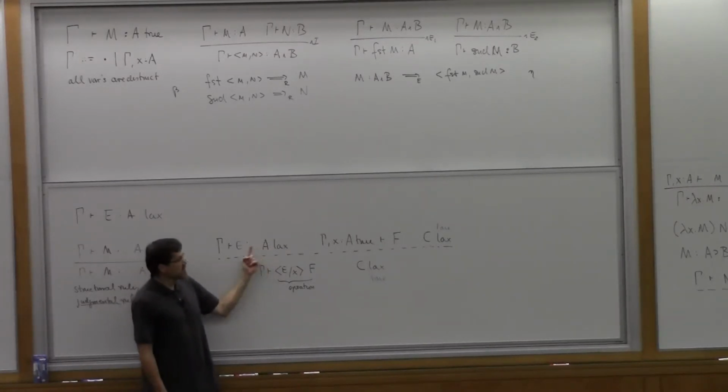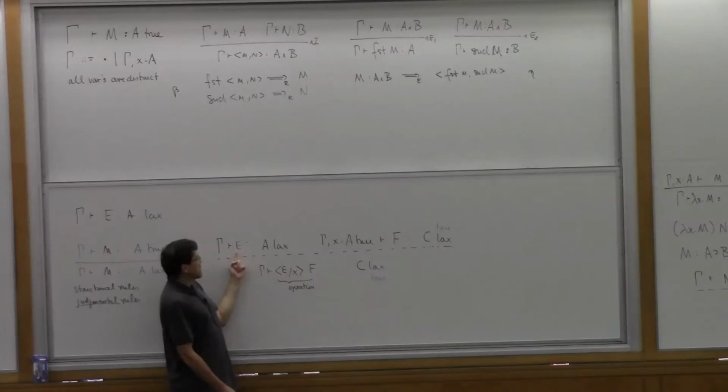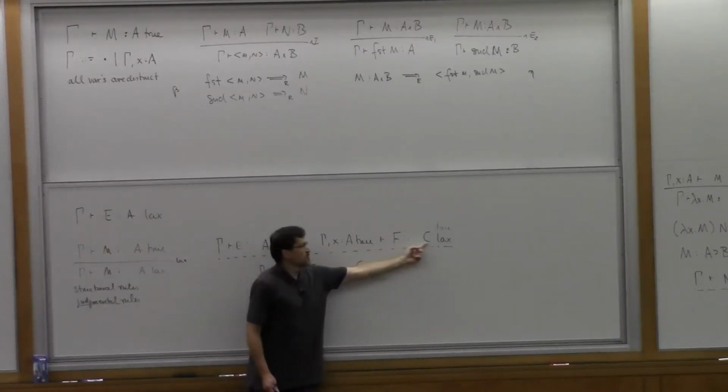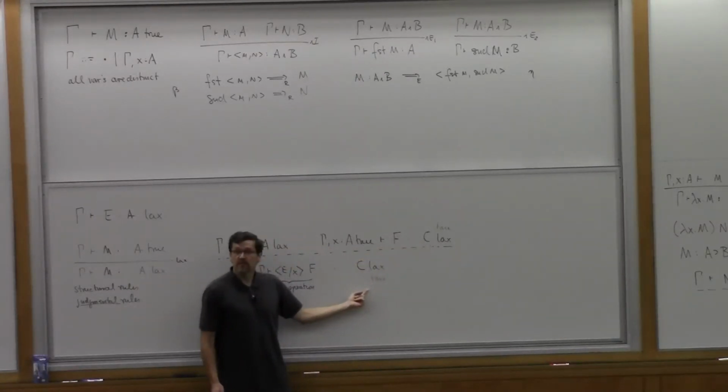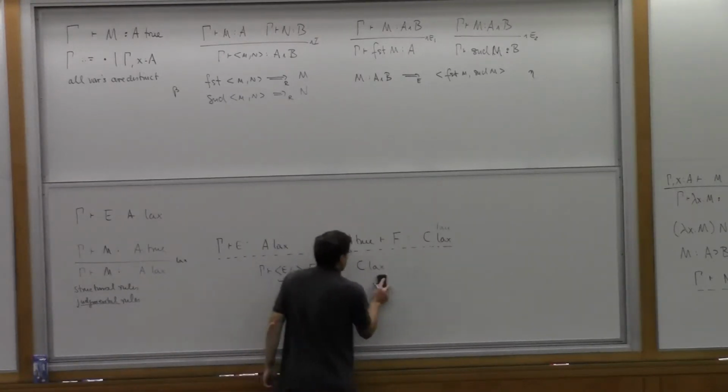So therefore, we can compose two of these computations, the computation E and the computation F. But we cannot compose a computation with a proof of truth and expect to get truth out. Okay, makes sense? So it really has to be C lax.